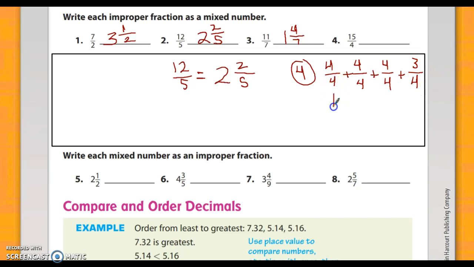And so each of these 4 fourths is equal to a whole. That's 1. That's 1. That's 1. So I've got 1, 2, 3 wholes. And then 3 fourths. So it's 3 and 3 fourths. Okay. Let's go ahead and check out the bottom here.